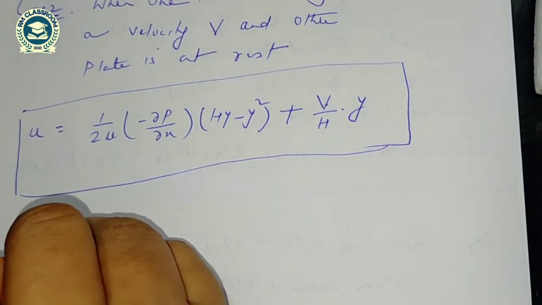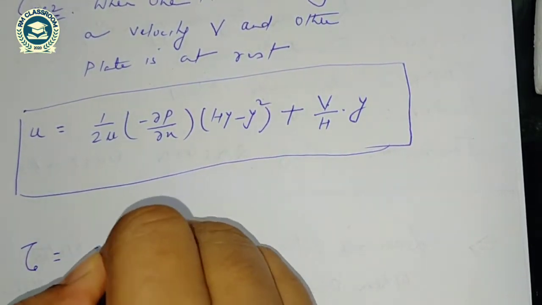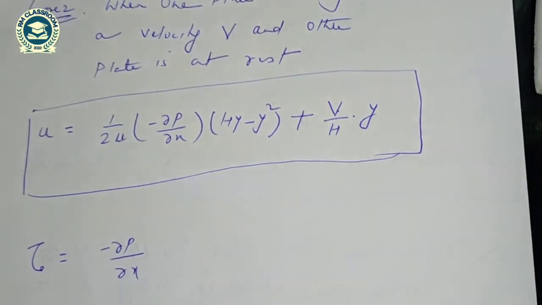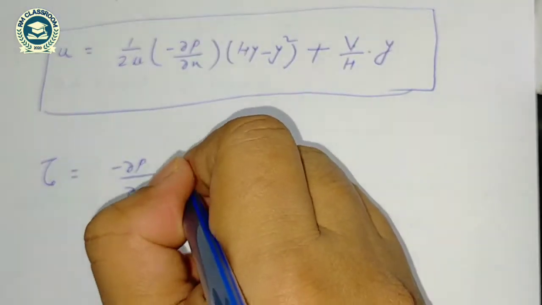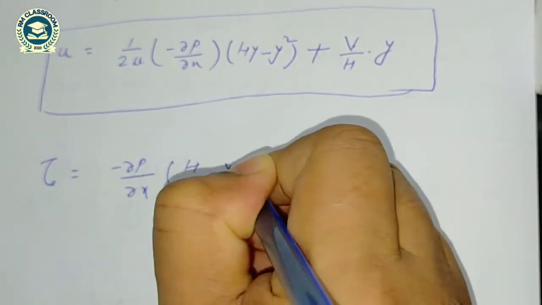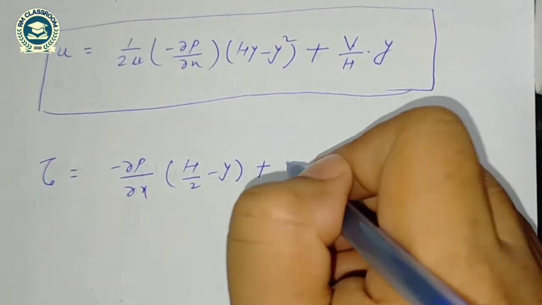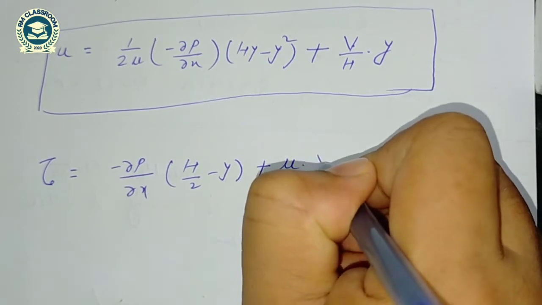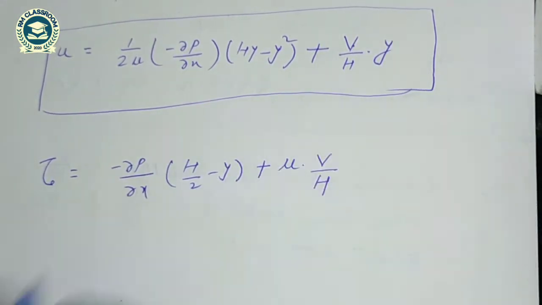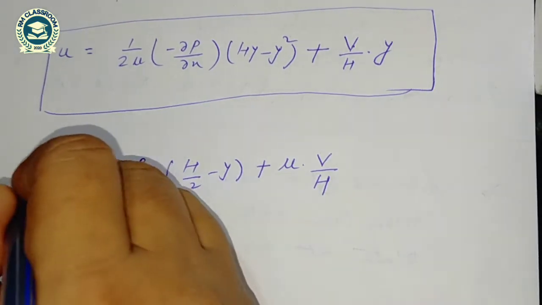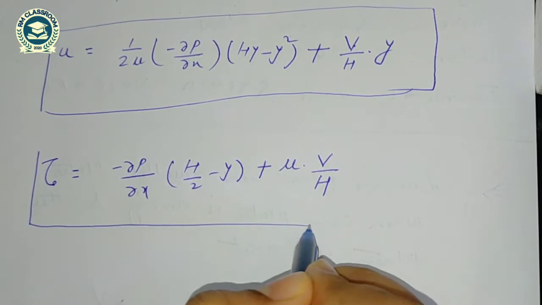Similarly, the shear stress is equal to minus del P upon del X into (H by 2 minus y) plus mu into capital V upon H, because we know that when a fluid is moving at a velocity V, according to Newton's law of viscosity, shear stress is mu du by dy. So this is our shear stress.